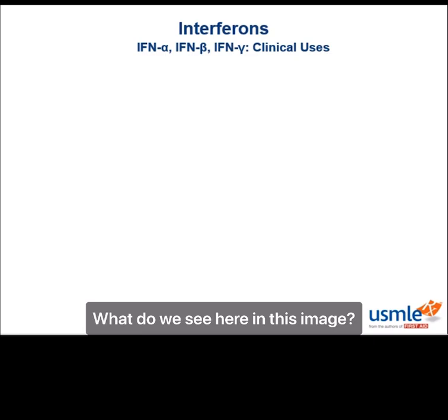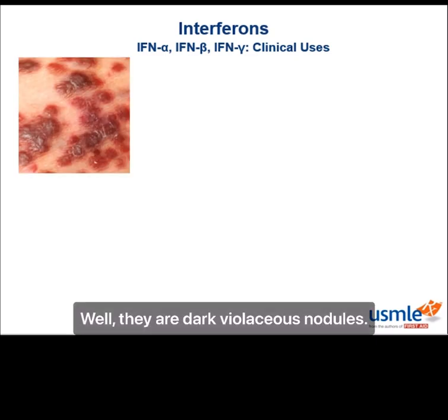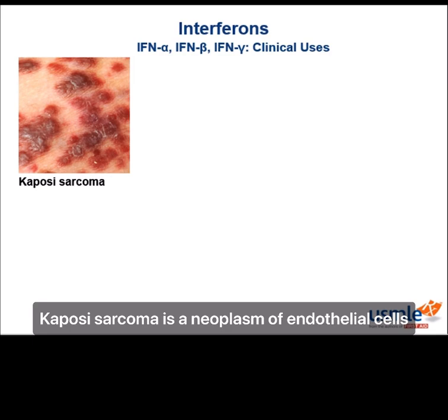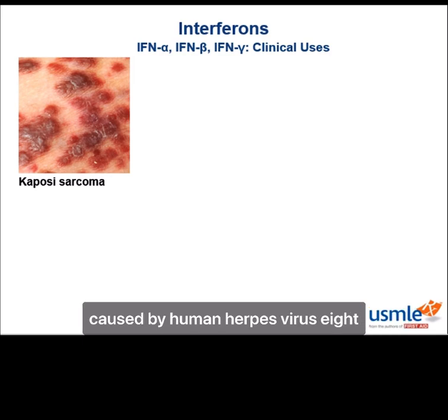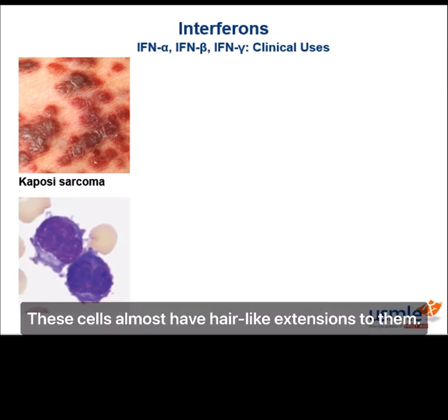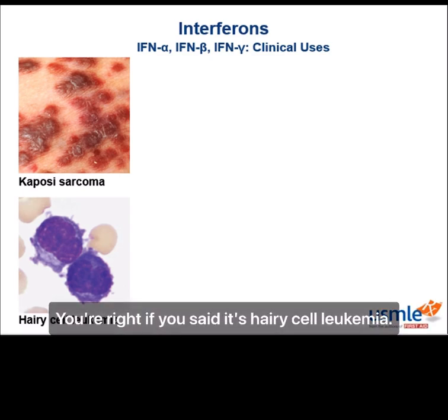What do we see here in this image? Well, they are dark, violaceous nodules. You're right if you said Kaposi sarcoma. Kaposi sarcoma is a neoplasm of endothelial cells caused by human herpes virus 8. And it's most commonly seen in HIV or AIDS and transplant patients. Now, how about this image? These cells almost have hair-like extensions to them. You're right if you said it's hairy cell leukemia.